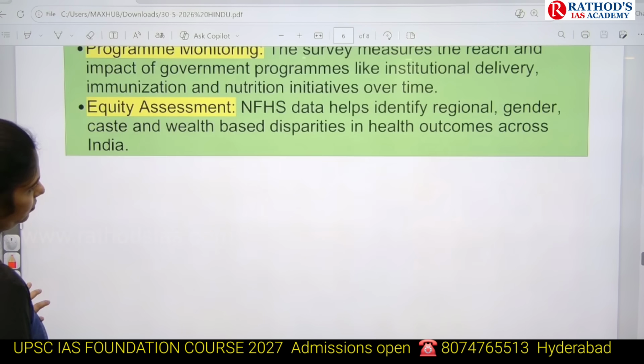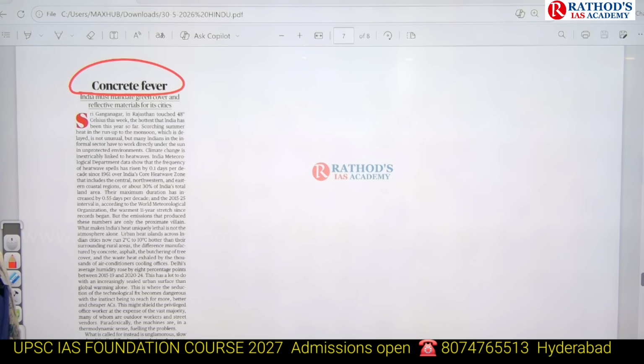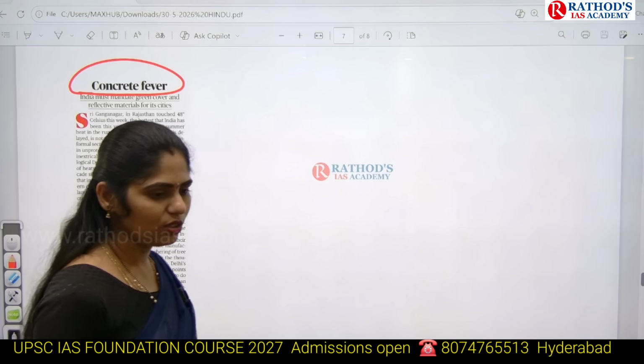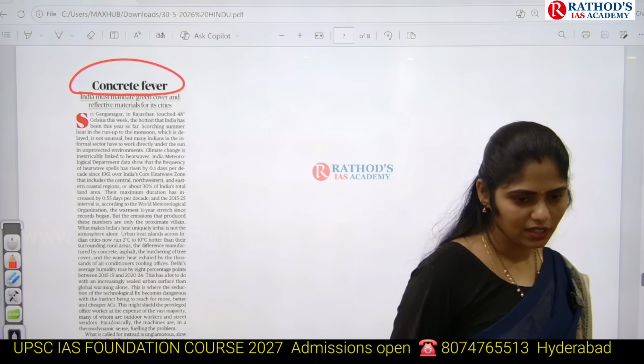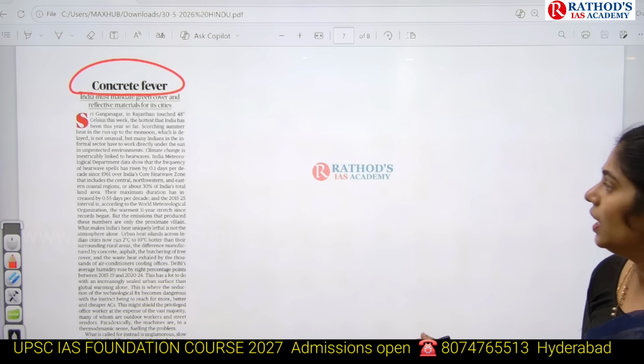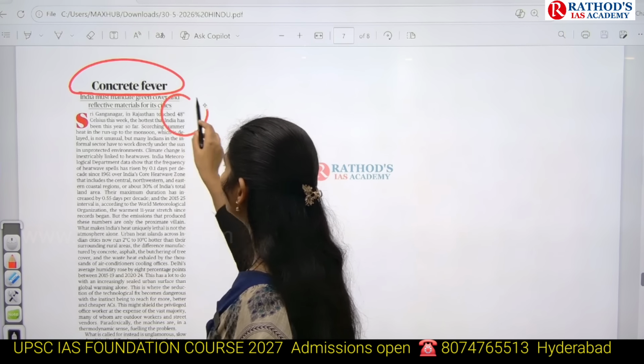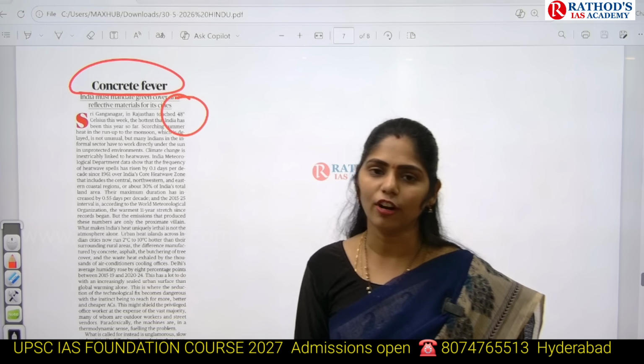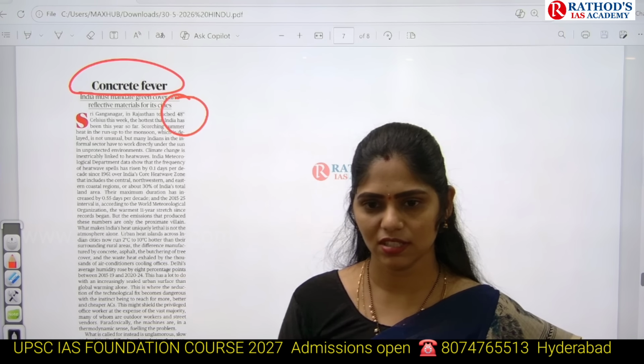And see this next one, guys. The title says concrete fever. Okay, to understand this article, now we are in summer season. Temperature is very high. In Rajasthan, around 48 degrees of temperature has been recorded. It is very high. Yes?